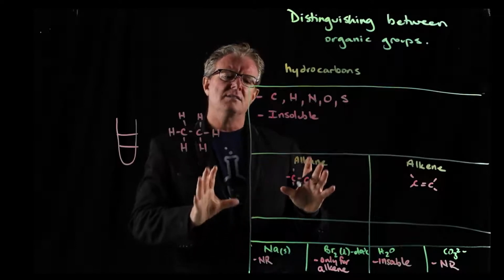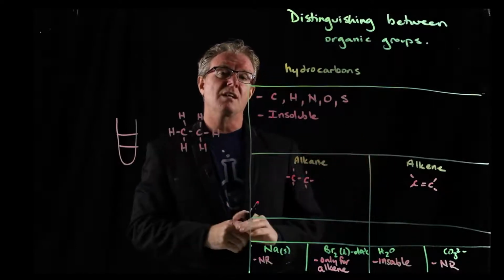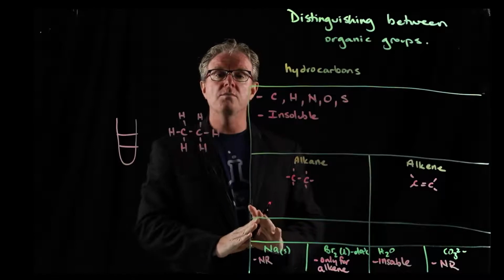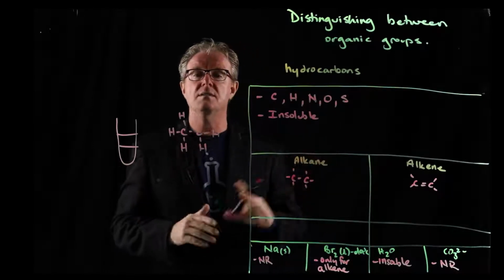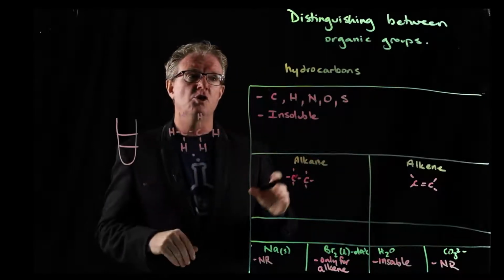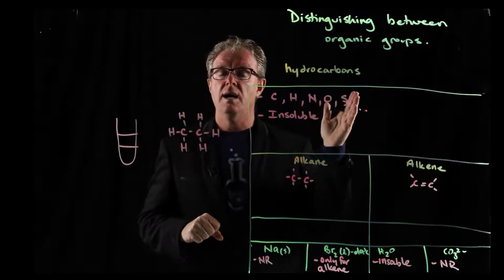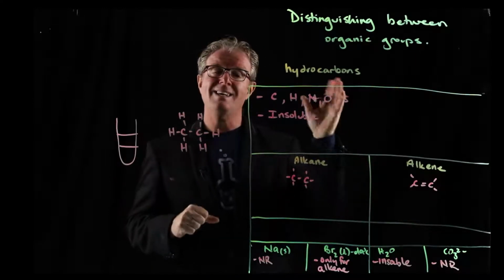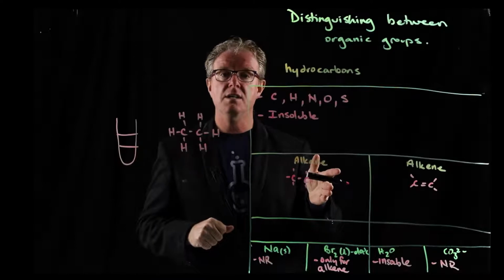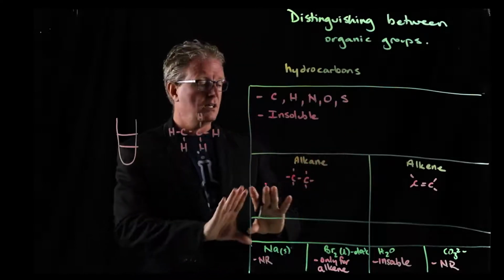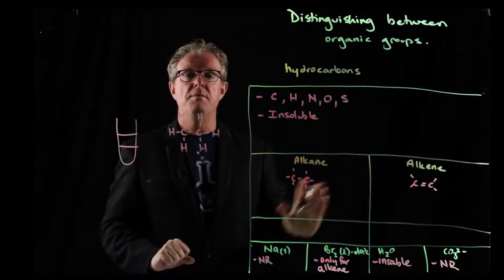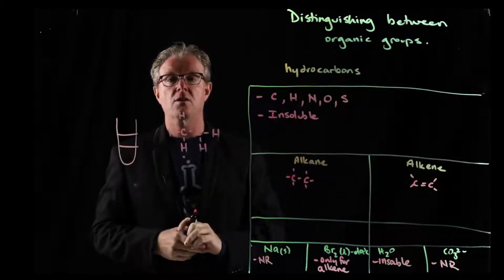So let's look at now some other tests you can do with the different classes, and then we'll do a summary of all of them, and we'll see how you can use that summary to systematically determine, once you've said it's organic, if it is an alkane, alkene, alcohol or acid. So copy all that down. I'm going to rub out the bits and pieces, and we're going to look at alcohols next.